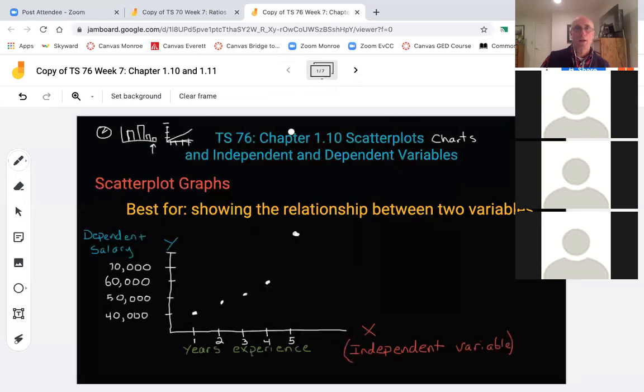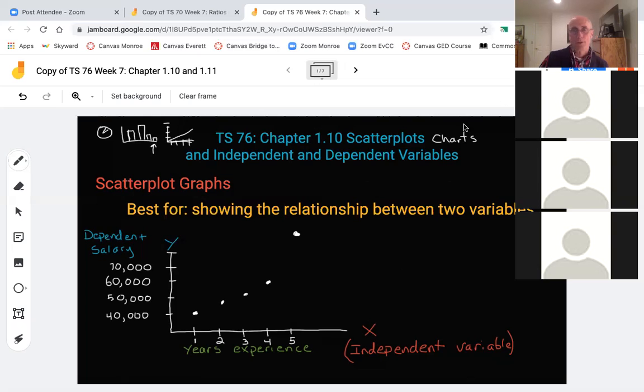So if I go back to my previous slide, this is a key concept here. What is a scatter plot best for? They are best for showing what I have in yellow right in the middle of the screen. They're best for showing the relationship between two variables. I'm going to emphasize that in a moment, but make sure you have in your notes that a scatter plot is best for showing a relationship between two variables. And those variables are the X variable and the Y variable.